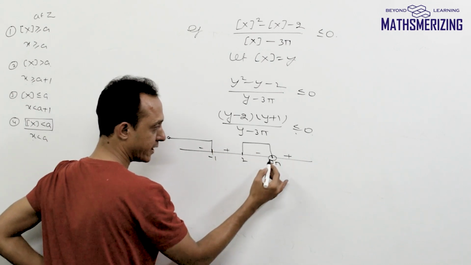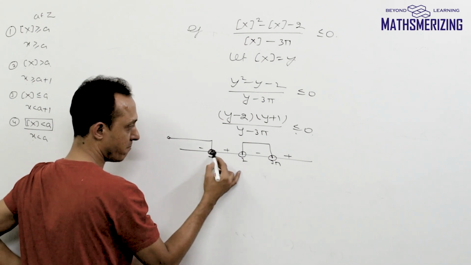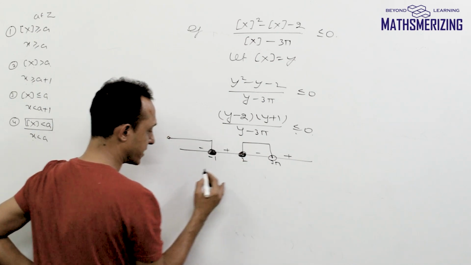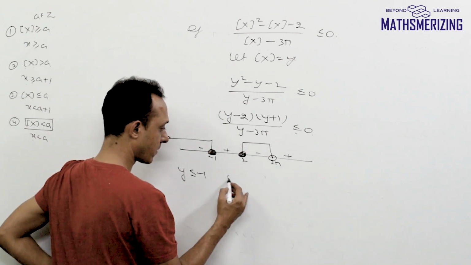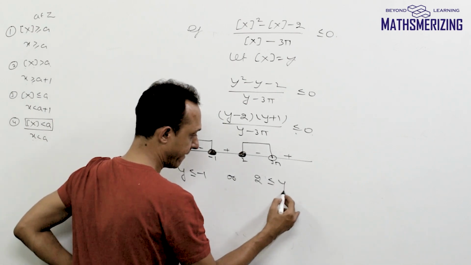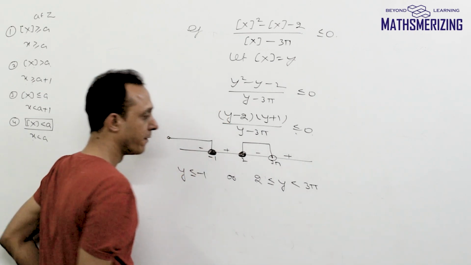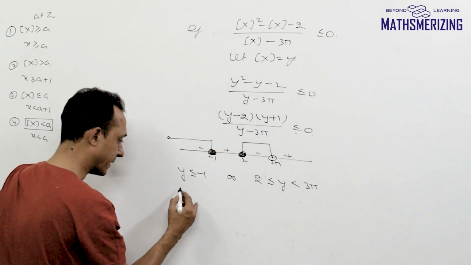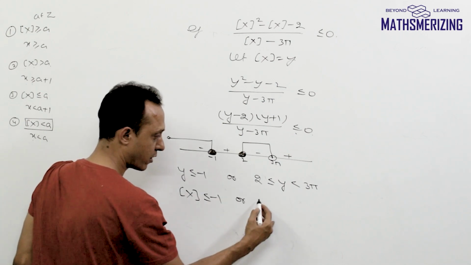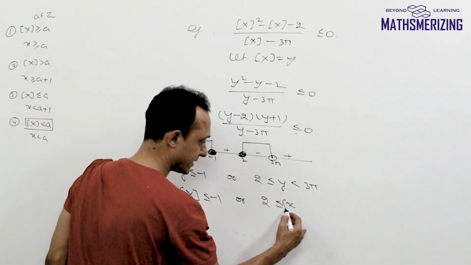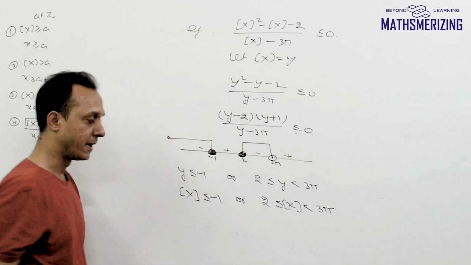Now because 3 pi lies in the denominator, I'll not include it and I'll include minus 1 and 2. So I'll simply write y is less than or equal to minus 2 or the value of y lies between 2 and 3 pi. So I can write greatest integer function of x is less than or equal to minus 1 or greatest integer function of x is less than 3 pi.